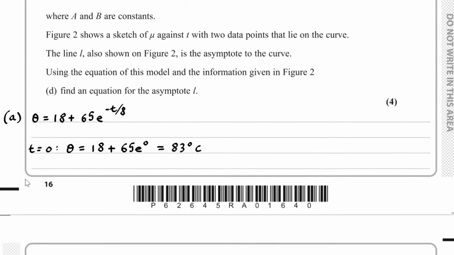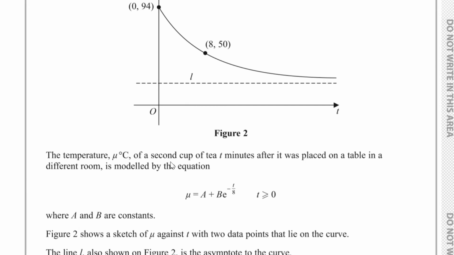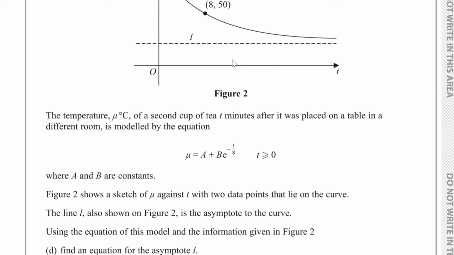And now for part D of the question, the temperature mu degrees C of a second cup of tea t minutes after it was placed on a table in a different room is modelled by this equation mu equals a plus b e to the minus t over 8, where a and b are constants. Figure 2 over here shows a sketch of mu against t with two data points that lie on the curve. We've got this point here, 0, 94, and this other point, 8, 50. The line L, also shown in figure 2, that's here, is the asymptote to the curve.